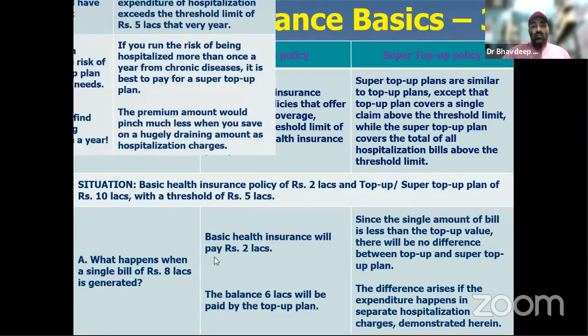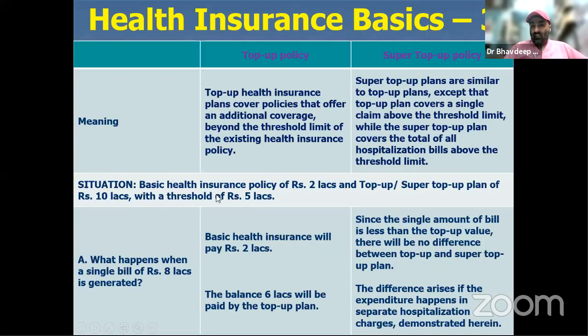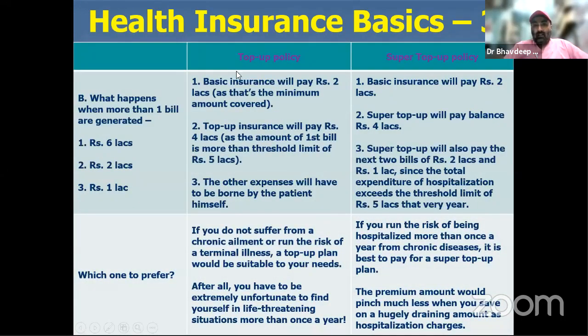Now let me give you a second situation. If there are 3 bills generated at different times, the first bill is 6 lakhs, the second bill is 2 lakhs, the third bill is 1 lakh. What we had was 2 plus 10 with a threshold of 5. Remember this. Now, the first bill is 6 lakhs. The basic will pay rupees 2 lakhs, and that is the minimum amount covered. Then the top up will cover the additional 4 lakhs out of those 6, as the total bill is more than 5. The threshold limit has been kept at 5. The total bill is 6. If the total bill was 4.5, as I mentioned, then the top up would not come into action.